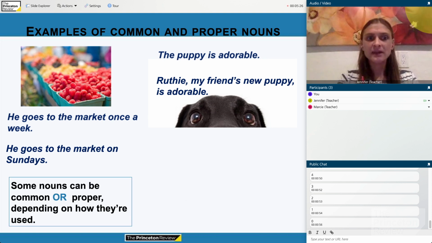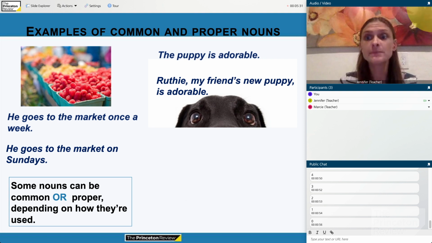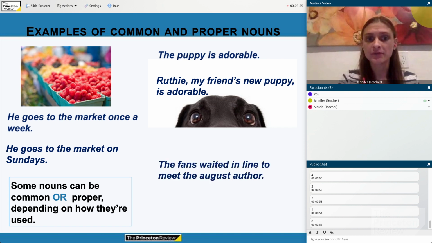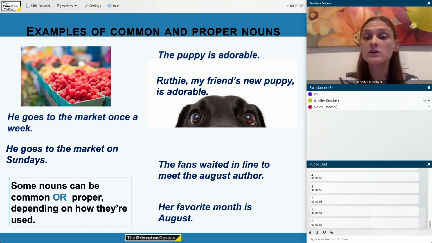All right, and some nouns can actually act as a proper or common noun, depending on how they are used in a sentence. So this sentence here, the fans waited in line to meet the August author. And the next one, her favorite month is August. Well, what's the difference here? In the first one, the word August is being used as an adjective. It's a positive way of describing this author, so it doesn't get the capital letter. But in the second example, August is a month, so it's going to get a capital letter.